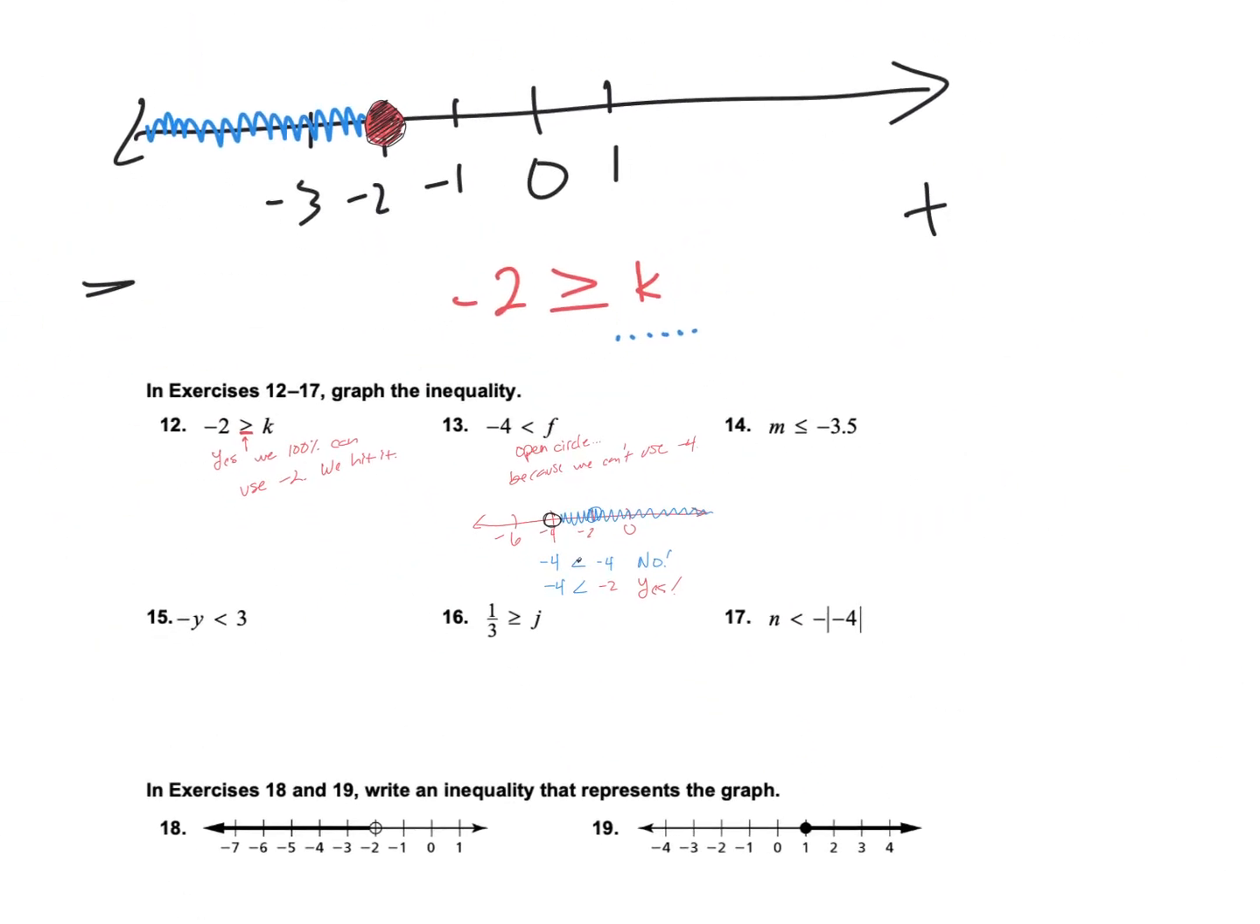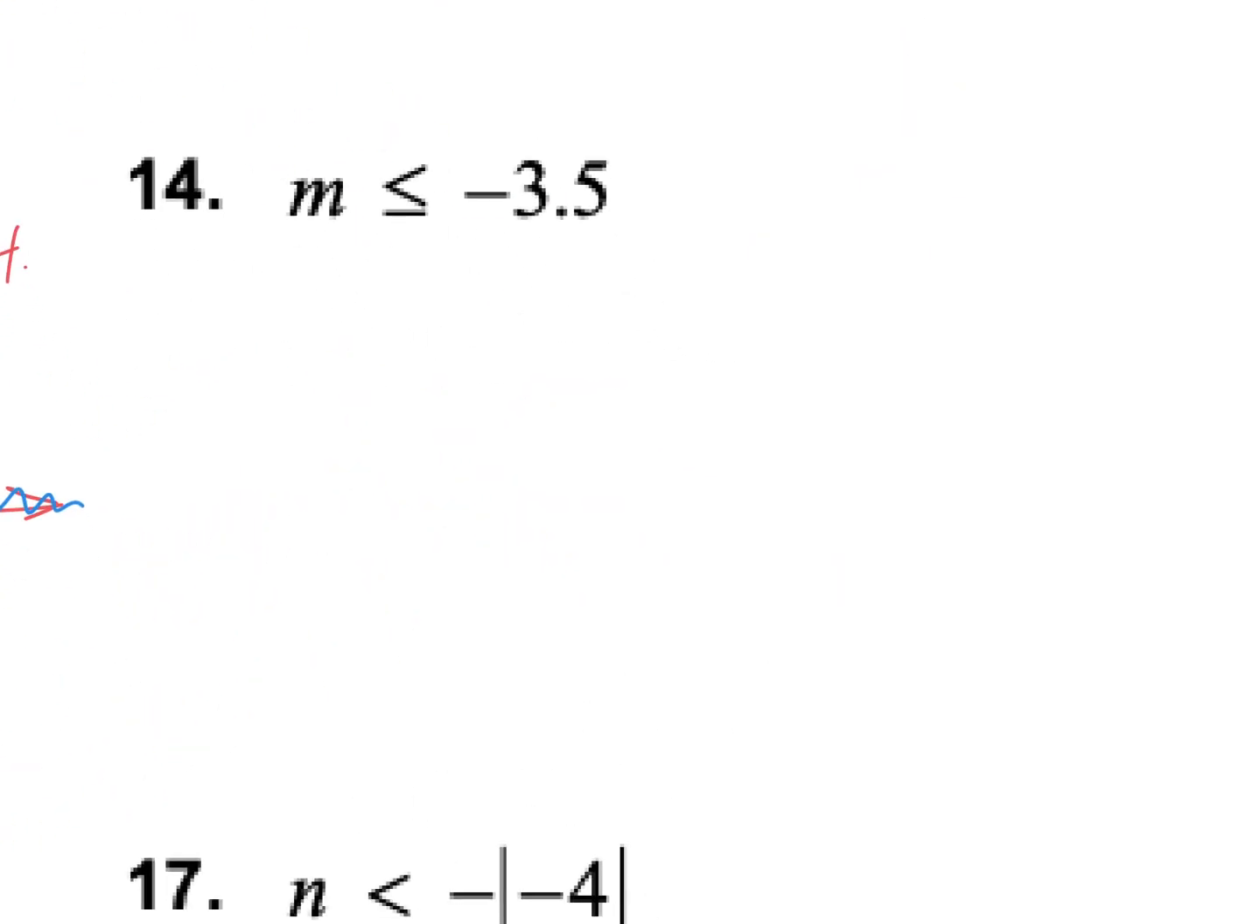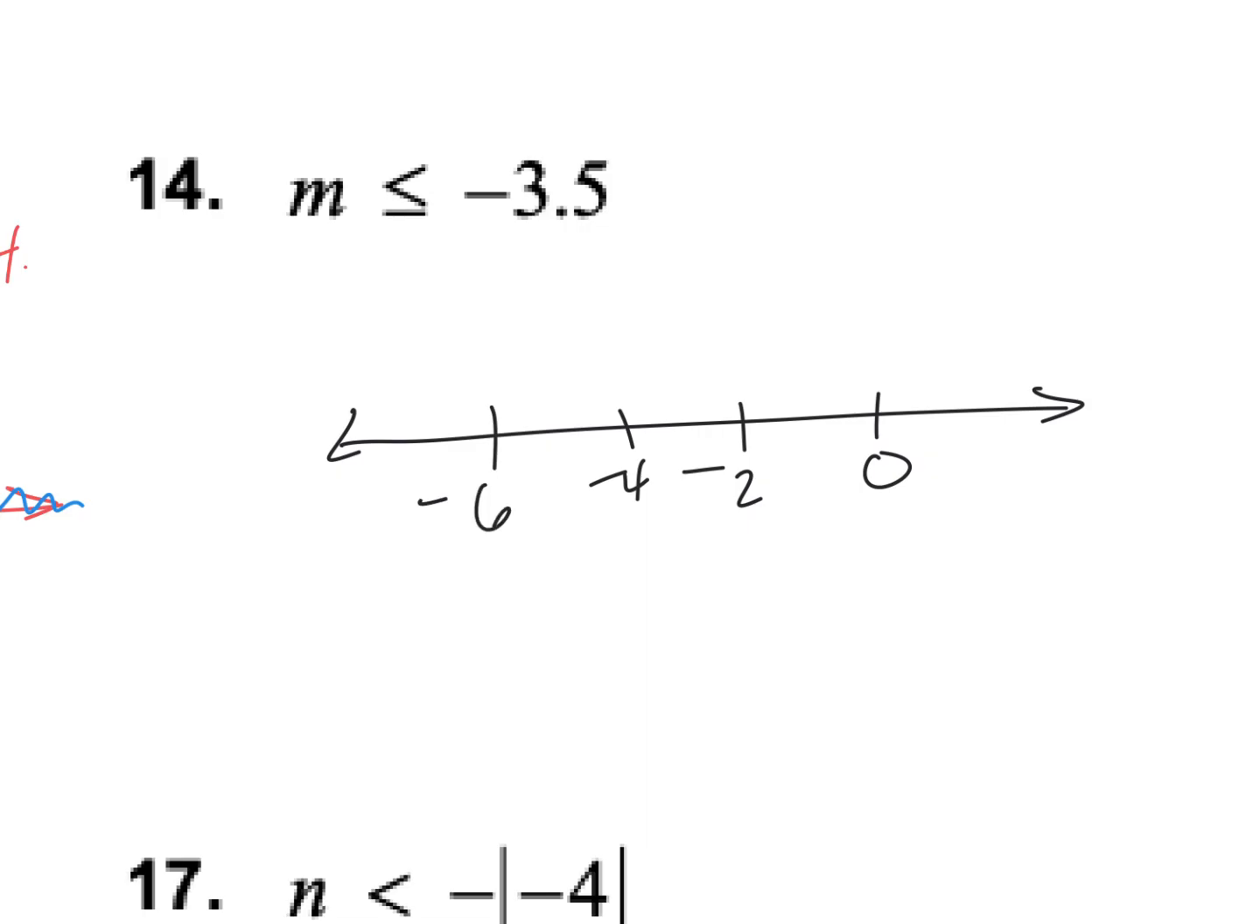I feel like you guys always get that stuff. But now, how about the graphing, or the shading? Here we go. This is how it looks. We have -3.5, which is right here. And it's filled in because of the equal to part, right?